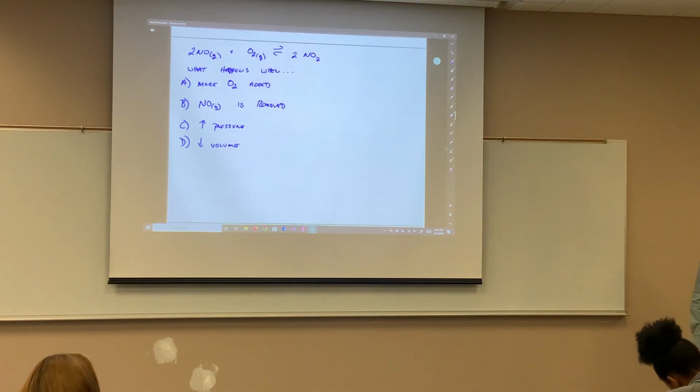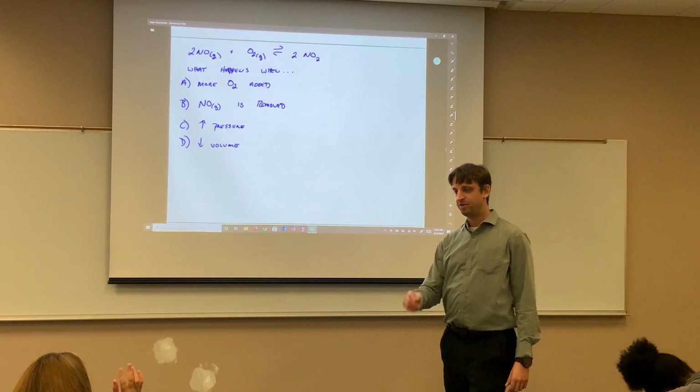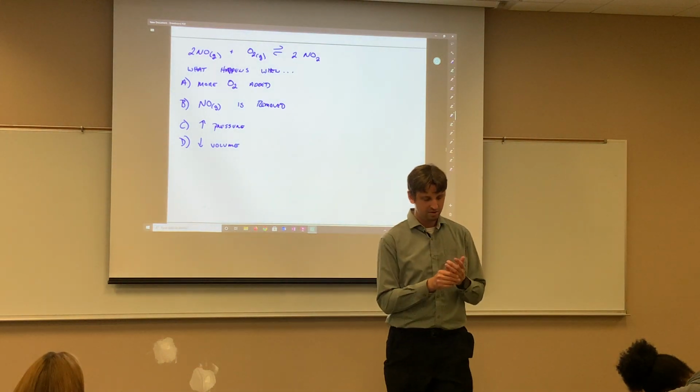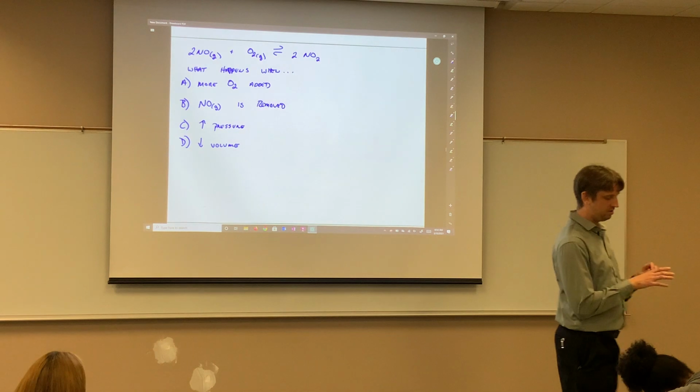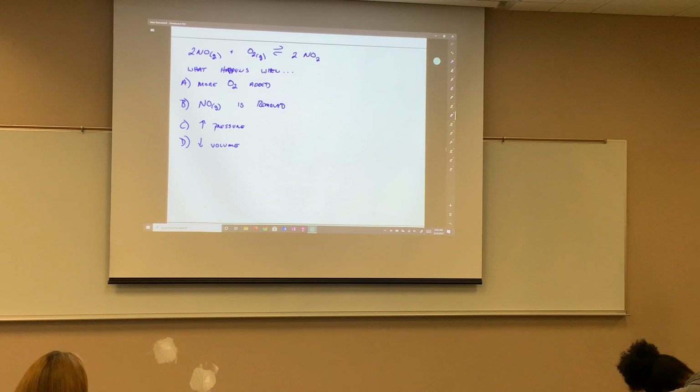What happens if we increase pressure? If we increase pressure, then whichever side of the equation has the fewest moles is going to be favored. Fewest moles of total stuff. So the left side has 3 moles in stoichiometry, the right side only has 2.